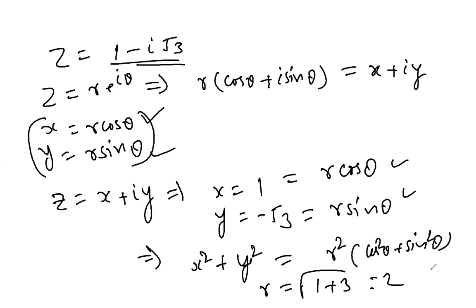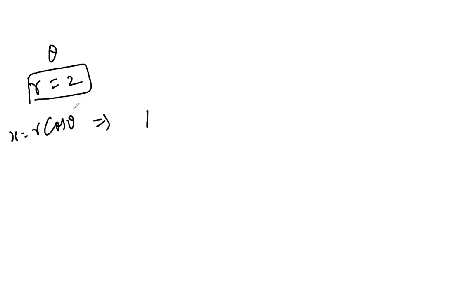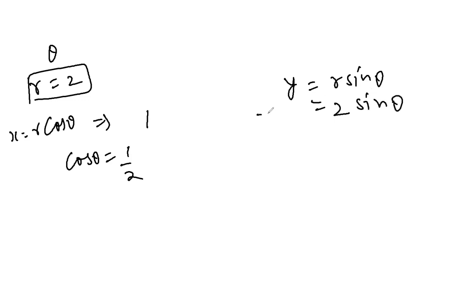Got it? Now in the polar form, we have to calculate the angle theta, then we can write it in terms of cos theta and sin theta. So r we have got, that is 2. Now by definition, x is equal to r cos theta. Now you know the value of x is equal to 1 and r equals 2, so cos theta will be simply 1 by 2. Similarly y is equal to r sin theta. r is equal to 2, and here y is minus root 3. So sin theta will be equal to minus root 3 by 2.